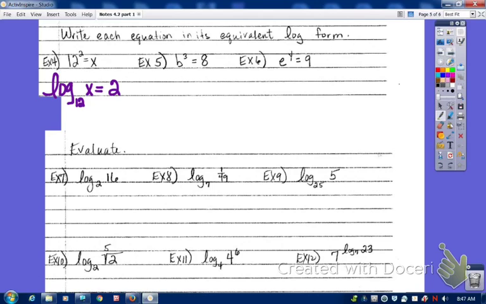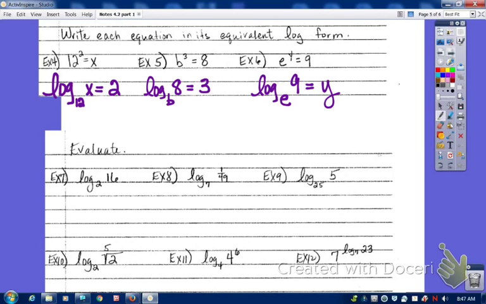Example 5. Log, what is your base? B. So that's a little b. Log base b of 8 is equal to the exponent 3. Example 6. Log base e of 9 is equal to the exponent y. So now we're going from exponential form to log form. Log form is our new language. It's like we're going from one language to another.